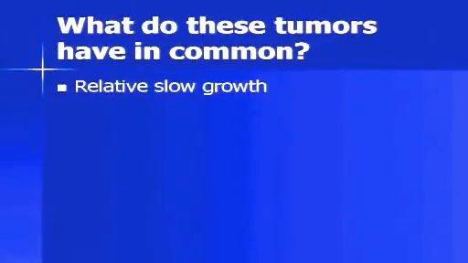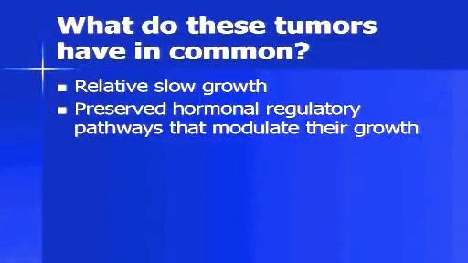And what are those features? What do these tumors have in common? So we mentioned it before. In general, they have slow growth. Of course, velocity, speed is a very relative term, but it's commonly accepted that these tumors grow slower than other types of neoplasm. In second place, they have preserved hormonal regulatory pathways that allow them to respond to regulation by hormones. So because of that, their growth is amenable to modulation by hormones.